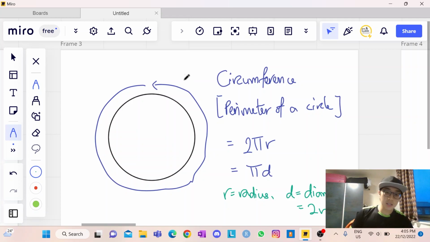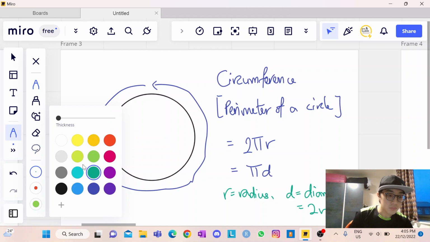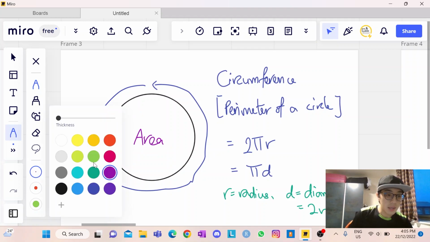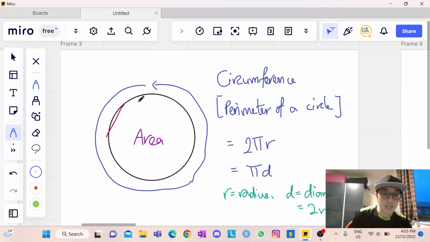All right, you're going to see a lot of 2's, a lot of pi, and a lot of r's in all the formulas. All right, and number 2, we have in the middle here, let's change to this color. This part here is the area. The area is the region inside the shape, remember from the previous video, right? So this part right here is the area.